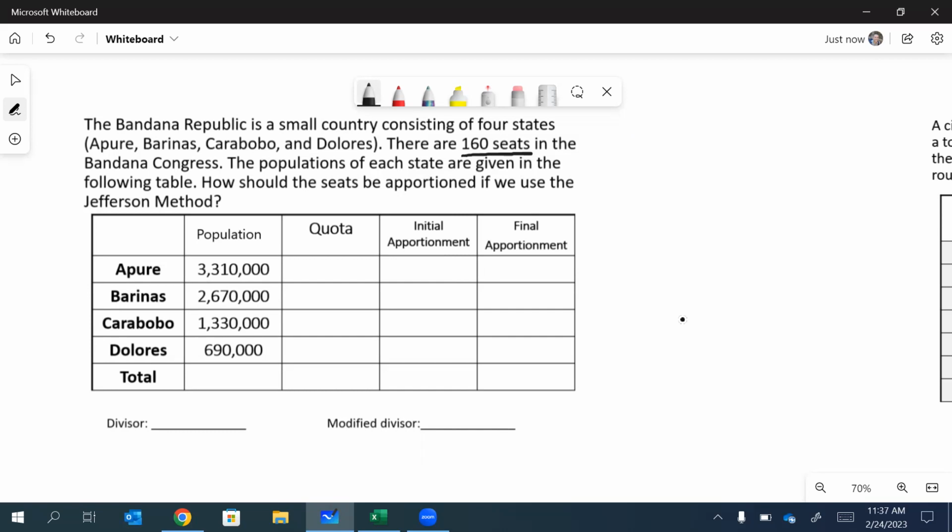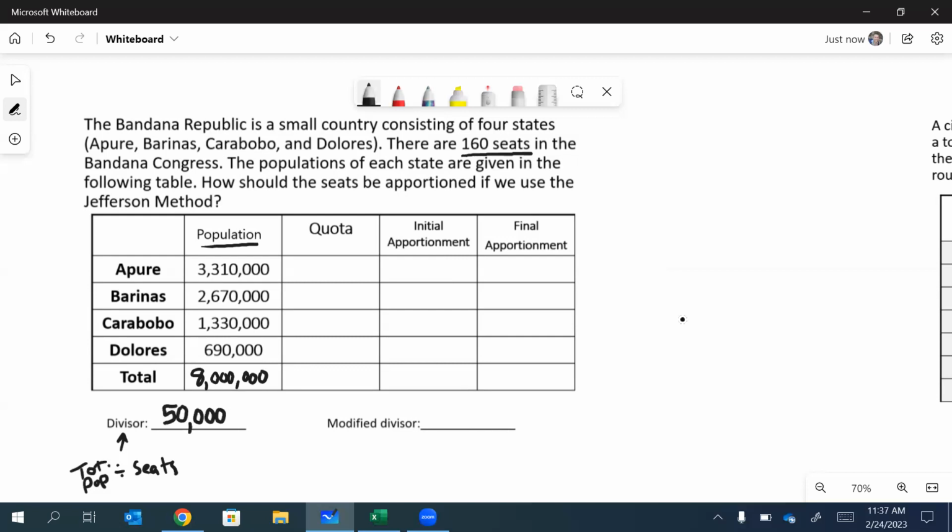Okay, again, the first 3 steps are the same. Add up the total population first, and that would be 8 million if you add up the 4 states. And you're going to find the divisor the way we did before, right? That's going to be just taking the total population of the country and dividing by the number of seats. In this case, it's just going to be the 8 million. I'm going to use my calculator right here. I'm going to divide that by 160 seats, and I figure out my divisor is 50,000.